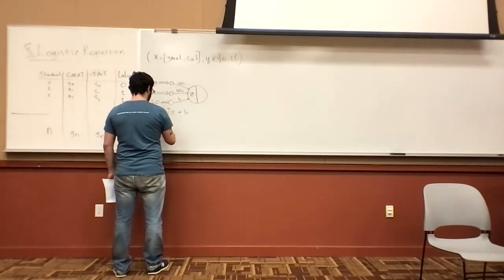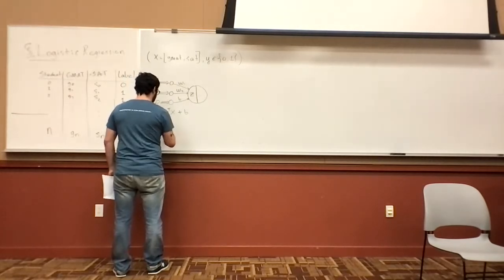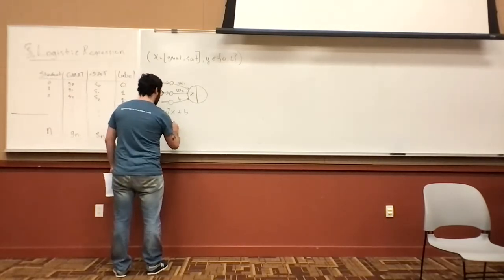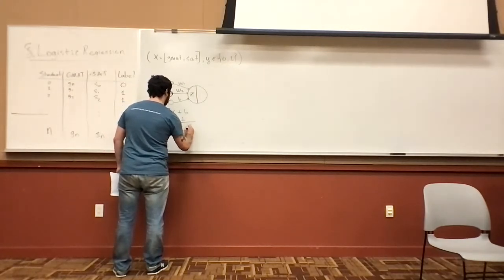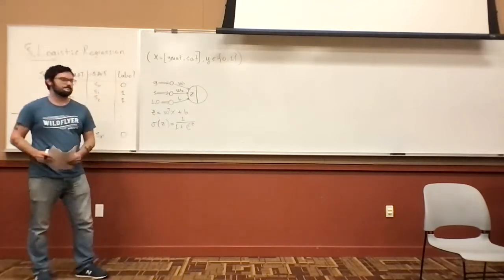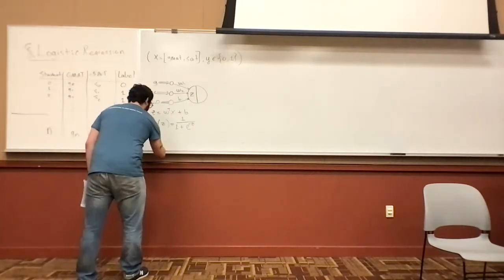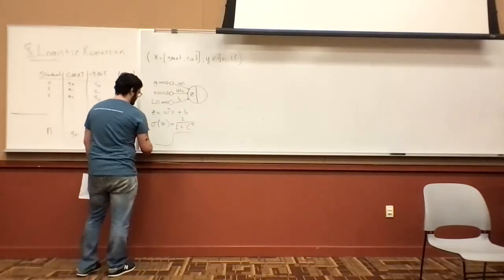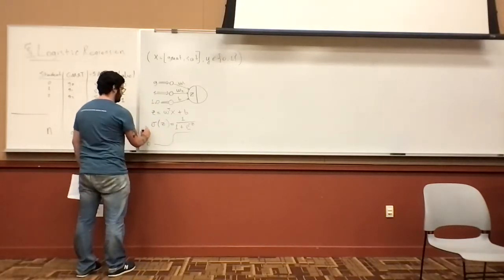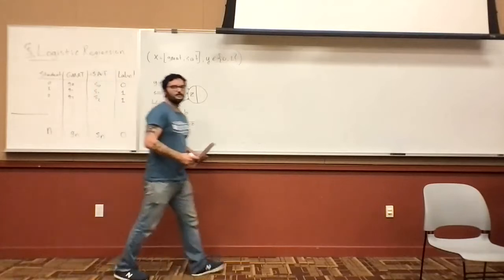And sigmoid of a given input is simply 1 divided by 1 plus e to the power of minus the input. This function will look something like this. There's 0 down here and 1 up here. Okay.